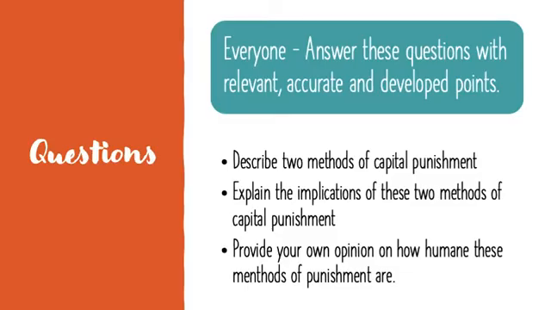The last task that I want you to be doing, and this is for everyone, for Nat 4, Nat 5, Higher, is answering the questions with relevant, accurate and developed points. I want you to be describing 2 methods of capital punishment. Explain the implications of these 2 methods of capital punishment. So are they ethical? Are they humane? And provide your own opinion on how humane these methods of execution are.